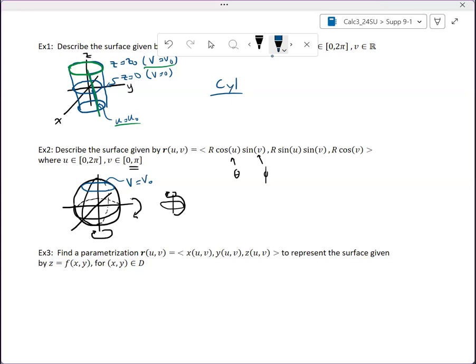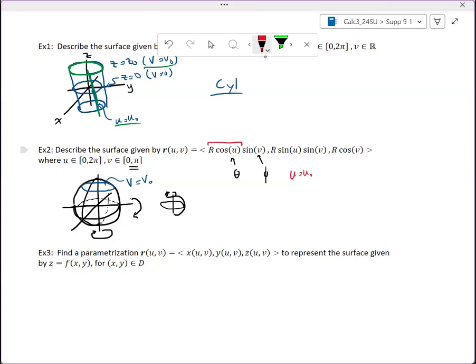I always used to get latitude and longitude confused until my wife told me the mnemonic "lat flat." So latitude lines are flat. So this is a line of latitude on this sphere. And then what if I hold u constant?